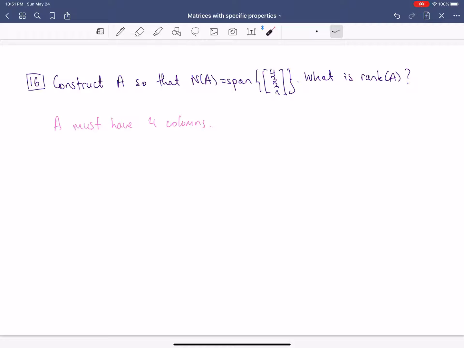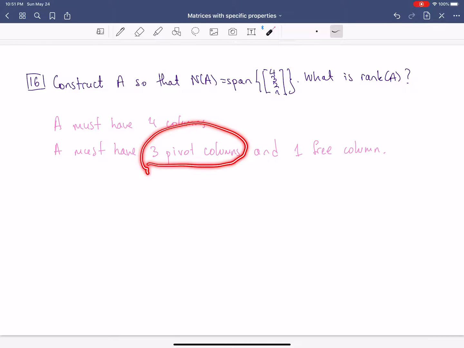Otherwise, we would have more free columns, right? We have to have only one free column and A must have 4 columns. Therefore, A must have 3 pivot columns. So we know that A must have 3 pivot columns and therefore one free column. How can we get 3 pivot columns? This is very important. How to get 3 pivot columns?